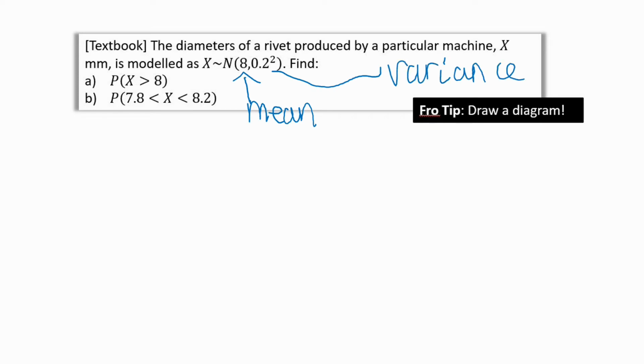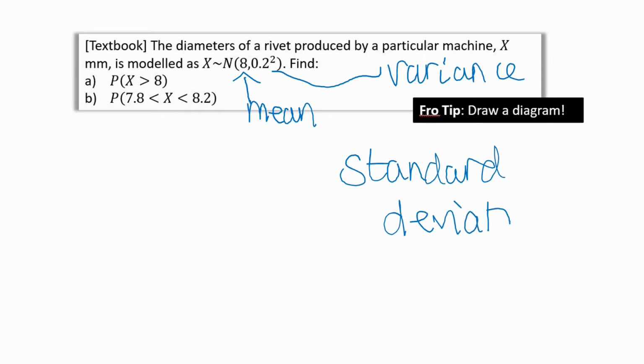But if we want the standard deviation here, it is 0.2. So our mean is 8 and our standard deviation is 0.2.